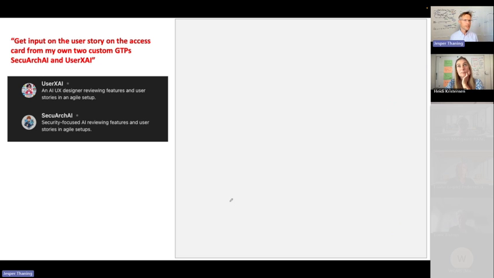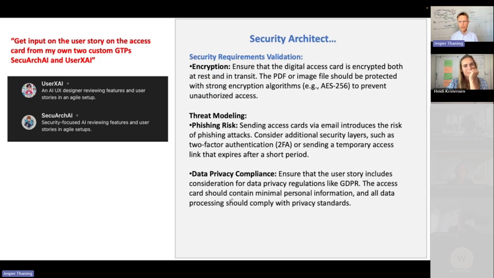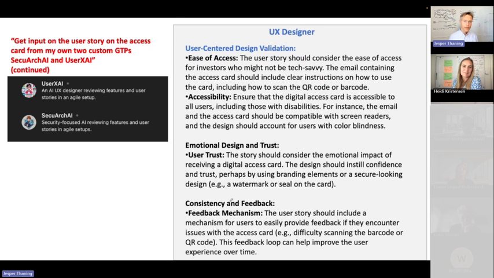One thing you can consider when you want to get input is to create some custom GPTs. I've tried to make 2 of them, one that is more focused on UX and one about security. I'll not go deeply into the text here, but the security architect actually came up with some good things about threat modeling, encryption, and so forth. We'll also share the prompt that we used for creating this custom GPT afterwards.